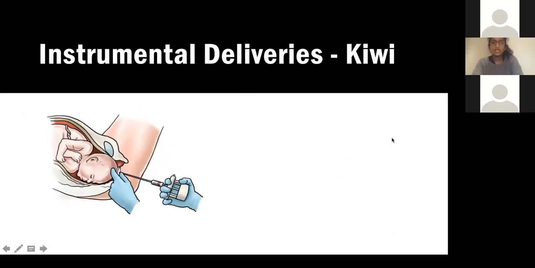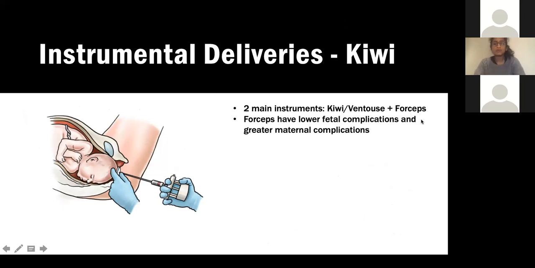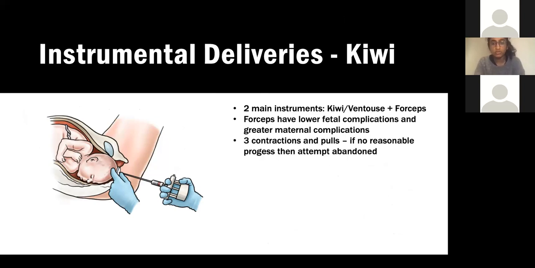Okay, so when it comes to instrumental deliveries, there's two main instruments that you can use. You can use the Kiwi or the Ventouse, or you can use forceps delivery. Forceps, in general, have lower fetal complications but greater maternal complications, and we'll go through what some of them are.